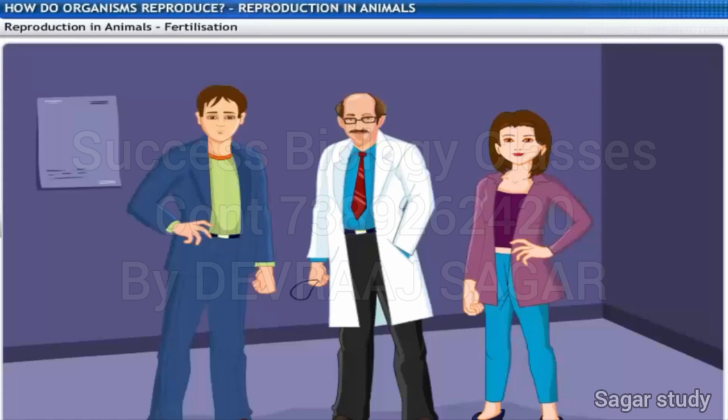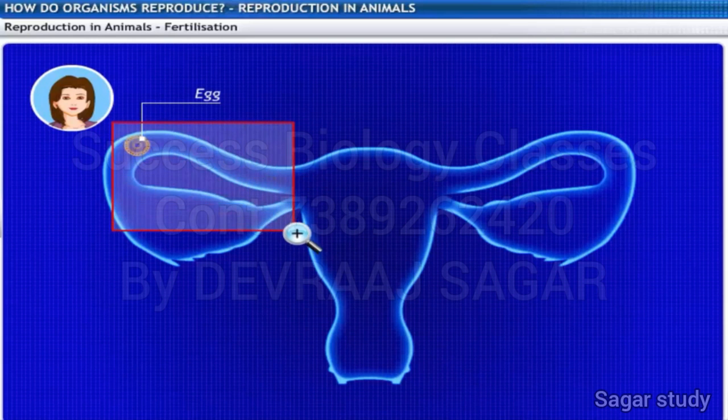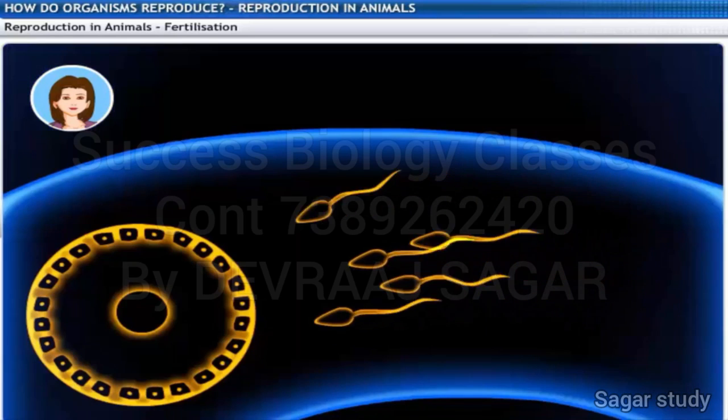How does fertilization take place? Sperm enters through the vaginal passage during sexual intercourse. They then travel upwards and reach the oviduct where they get to meet the egg. Fertilization takes place here.